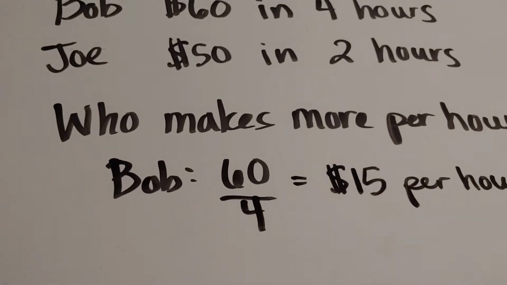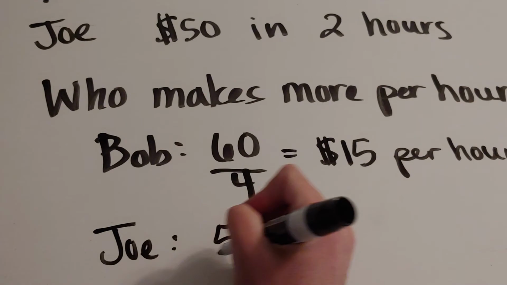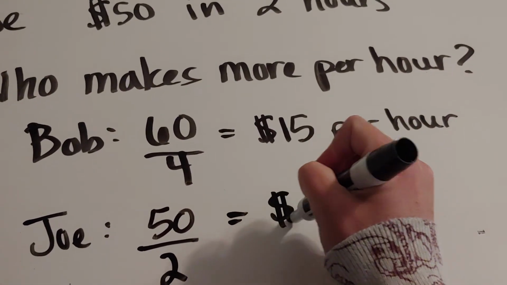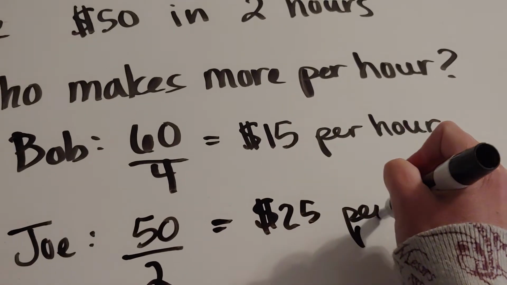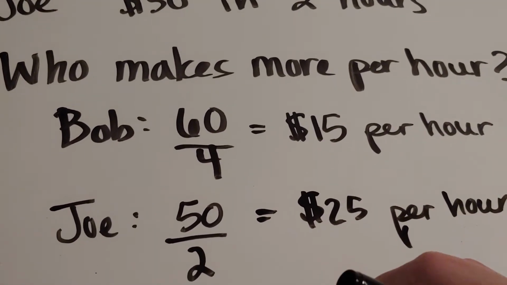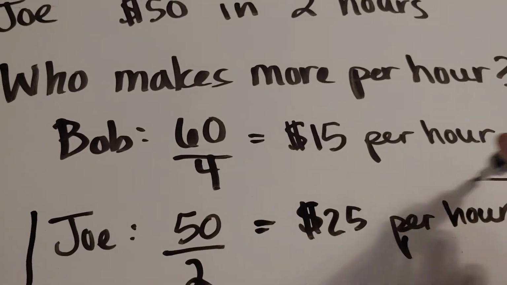Okay, we're going to do the same thing with Joe. Joe makes $50 in 2 hours. 50 divided by 2 is 25. So as we can see, even though Bob made more money over his time, Joe is getting paid more per hour.